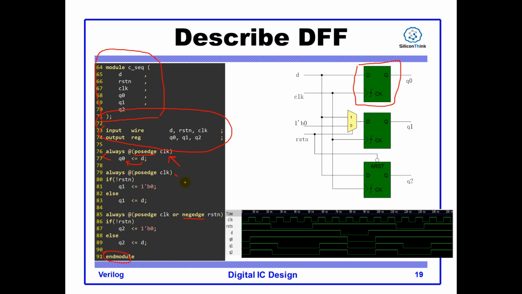Okay, let's see these statements. It defines a DFF with synchronous reset. So it also triggers this block at the positive edge of clock, and then first checks the value of the reset. If reset is low, then Q1 is reset to the value of 0, or else it will be assigned the value of D.